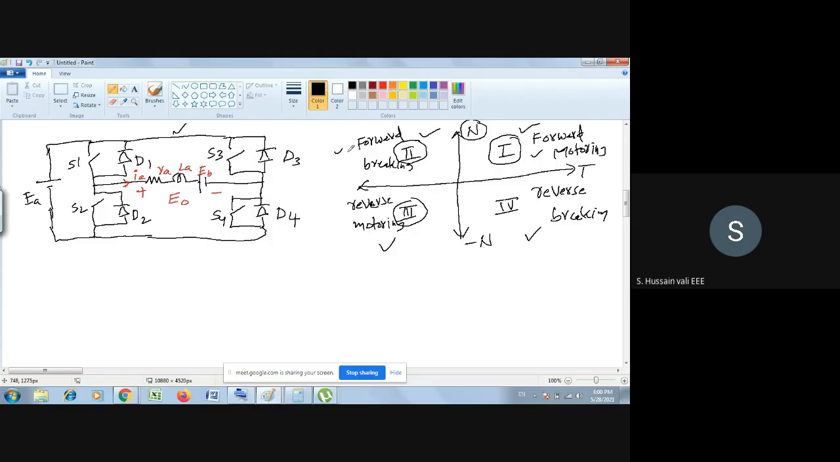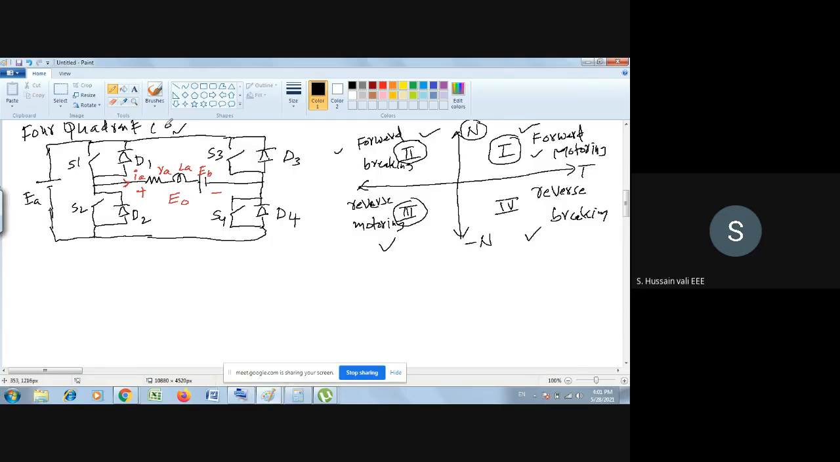So these are the things. Slowly you can cope with that. There is no problem with this. These are the four possible operations of any vehicle. Now, what exactly we are doing here is using this four quadrant chopper, I will write here: four quadrant chopper.